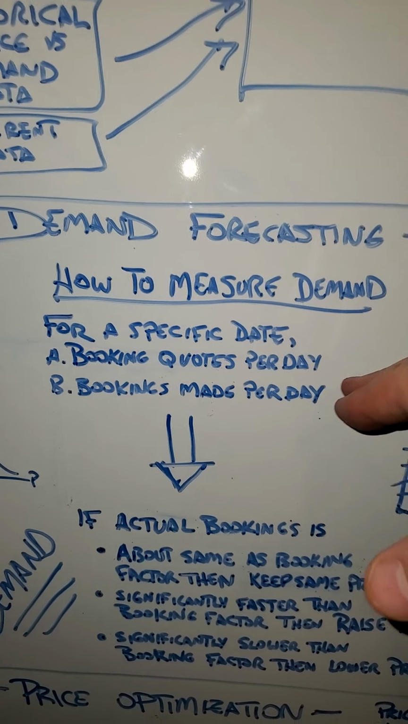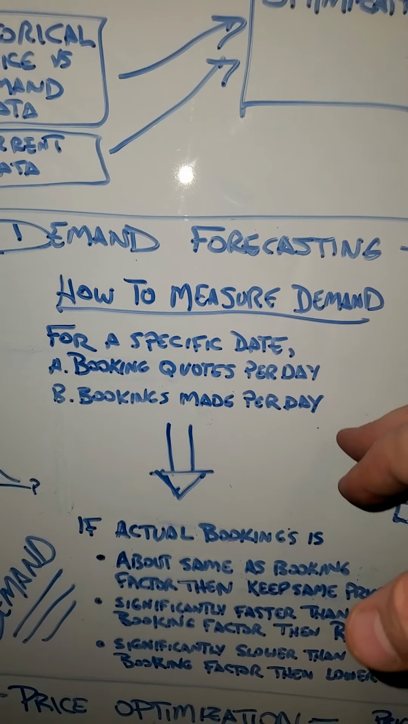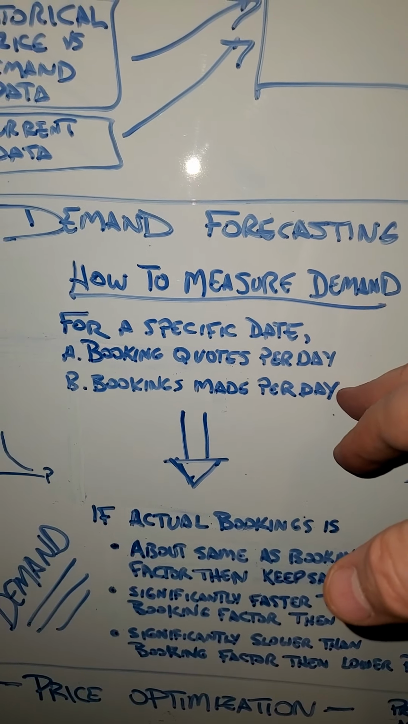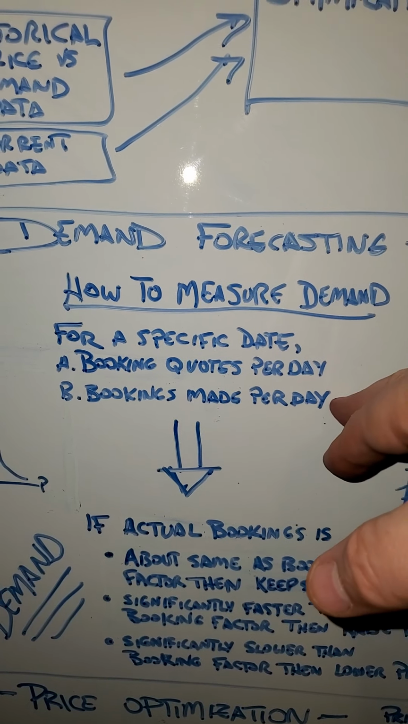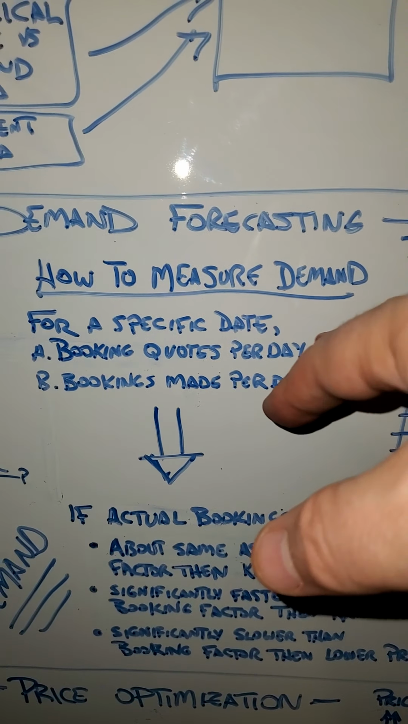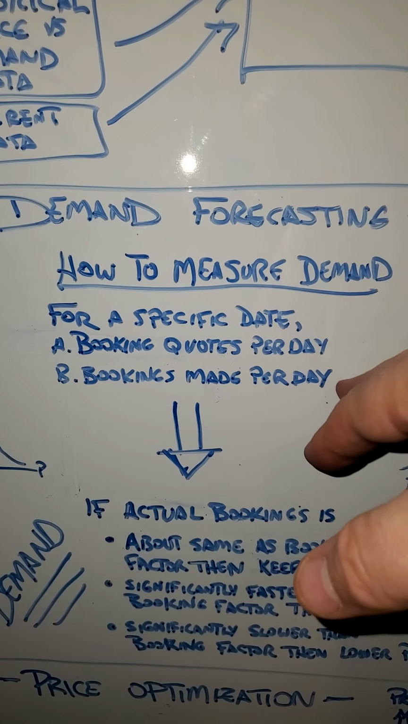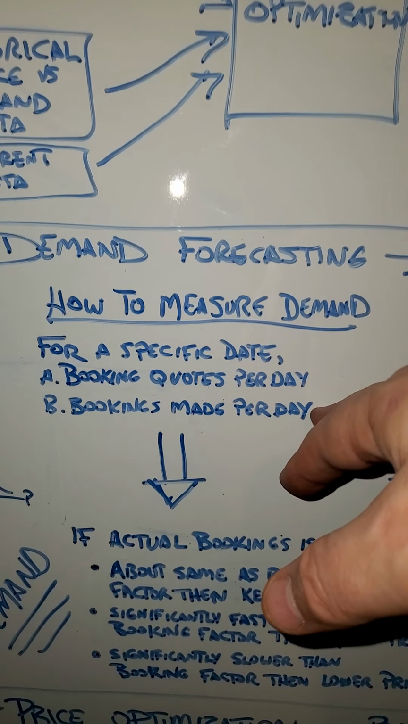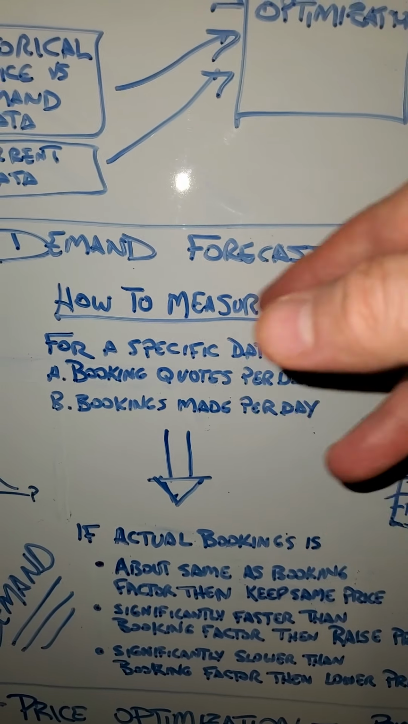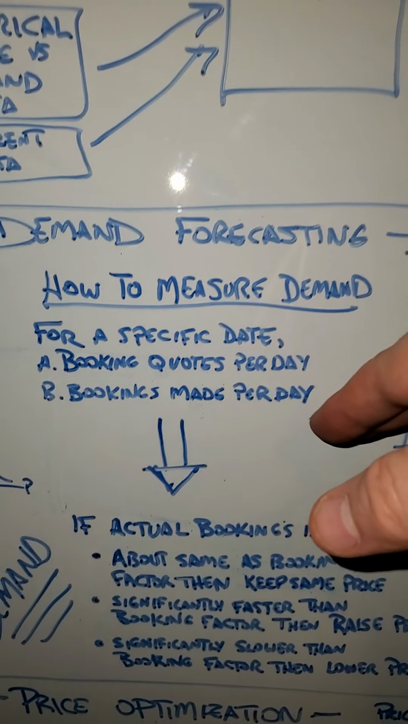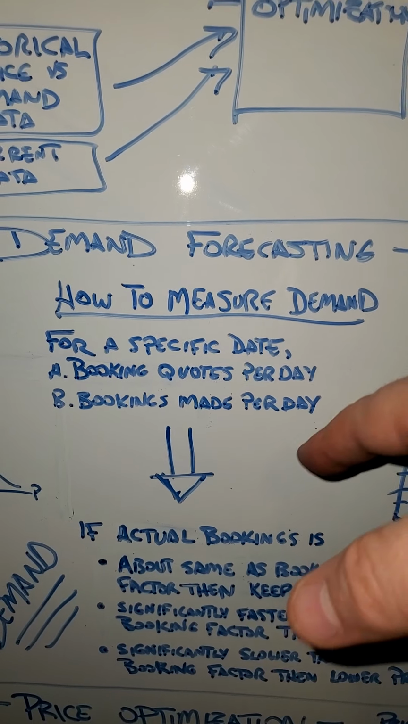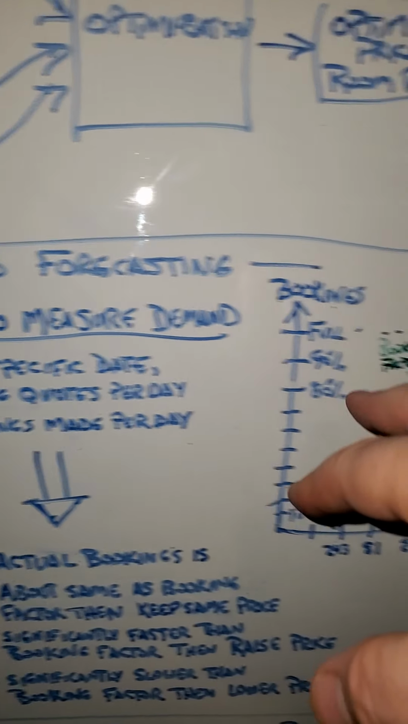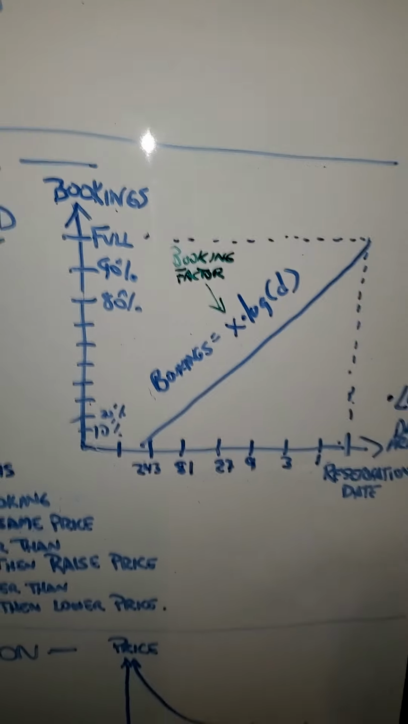What we're interested in knowing is how many booking quotes per day and how many bookings were made per day. This ratio of bookings made to quotes is very important, and I'll explain why a little later. It helps us predict the probability or the rate of booking, and we need to know that because we want to make sure it falls within a certain range. Talking about that range, this is it right here.